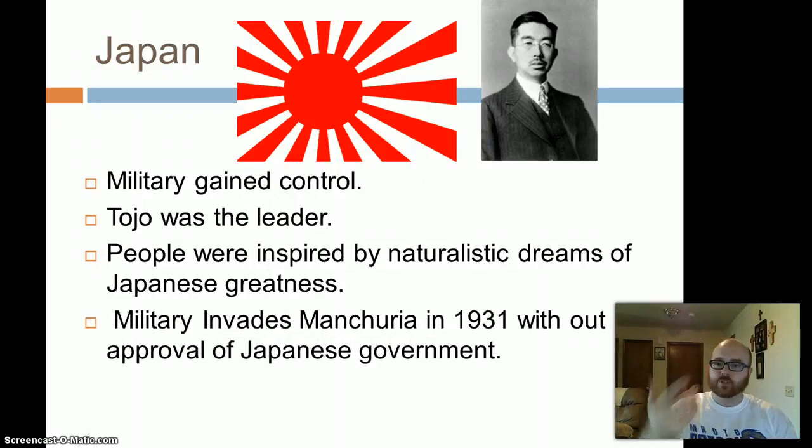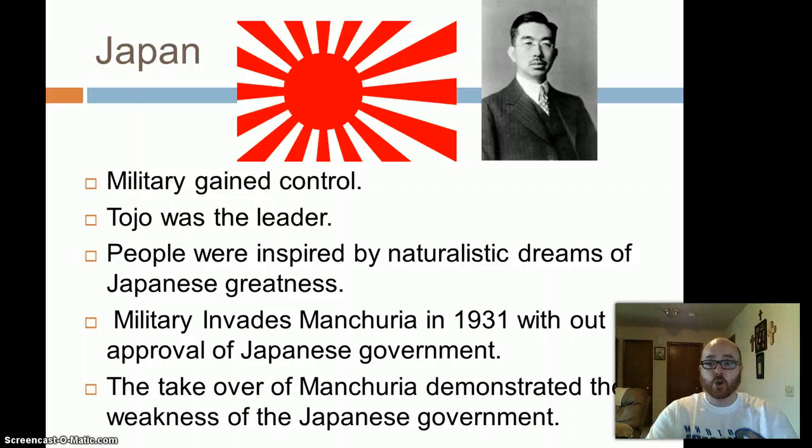Like we talked about last time, the military invaded Manchuria in 1931 without approval of the Japanese government. The military is now in charge. They basically have a coup and take over the government. So it's a military dictatorship in Japan. And so the military is running the show, and they want to get bigger and badder and take over the South Pacific. No matter who's in the way, primarily, say, the United States that has holdings in the South Pacific.